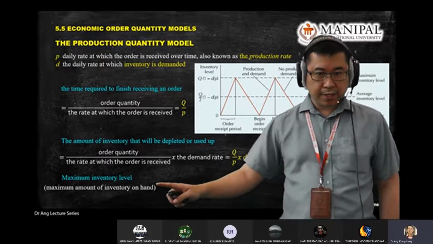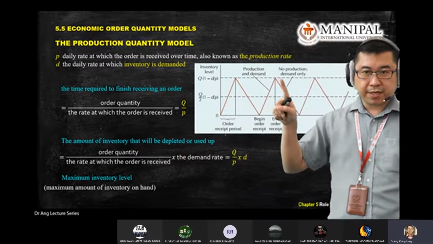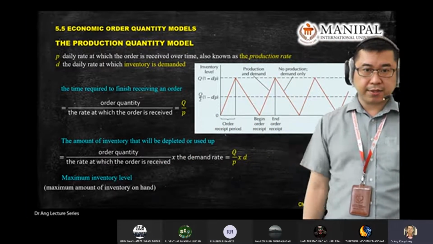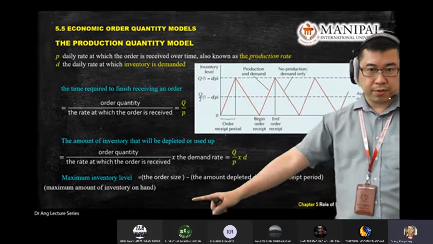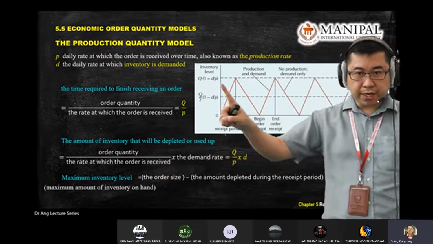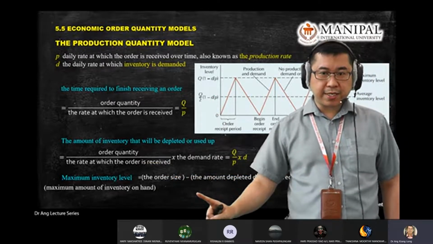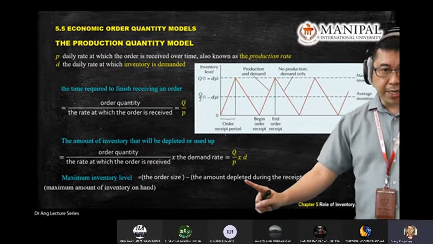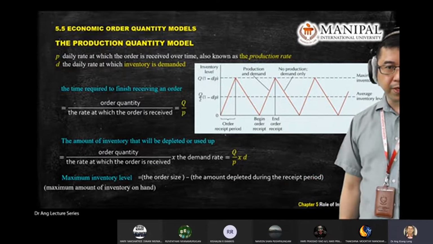Another one, maximum inventory level. What is this one? This line equals the maximum inventory level, which equals order size minus the amount you spend during the receipt period.